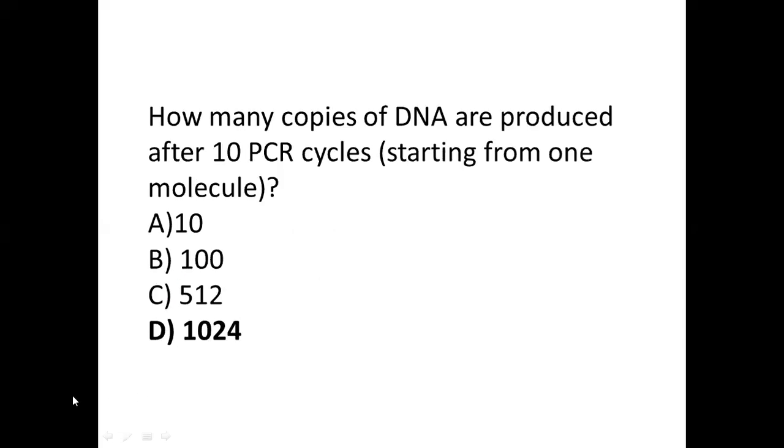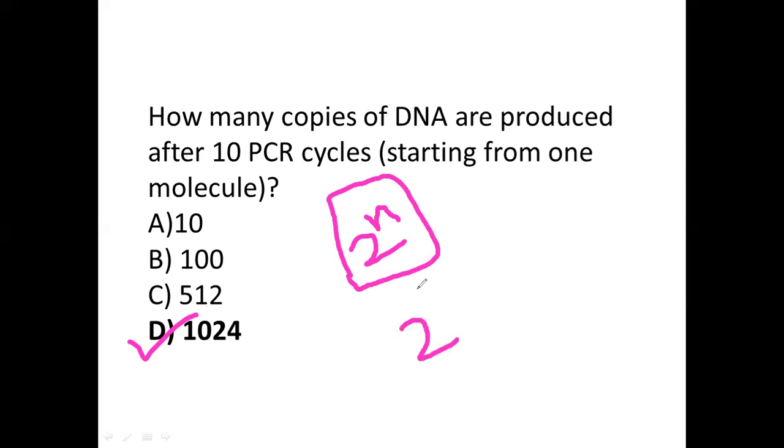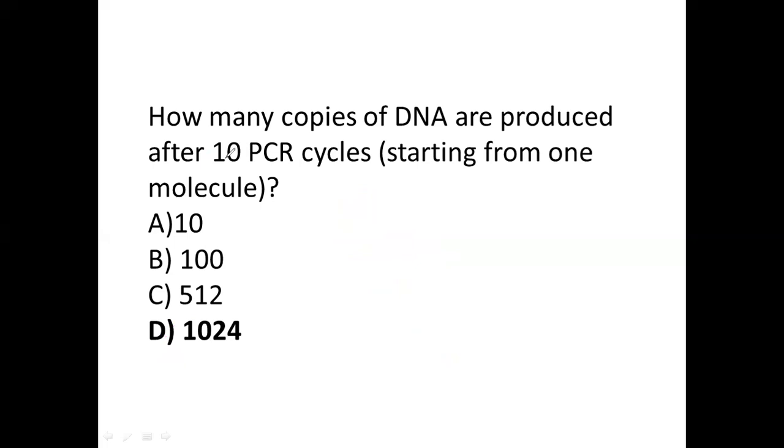Done. Coming to the next question. How many copies of DNA are produced after 10 PCR cycles, starting from one molecule? So the correct option should be 1024, as I have already said in the content, that the formula for this type of question is 2 power n, where n is the number of cycles. So 2 power 10 will be 1024. If they give different cycles, change it there. If they give 11, 2 power 11; if 20, 2 power 20. Do it like that and you will get the answer.